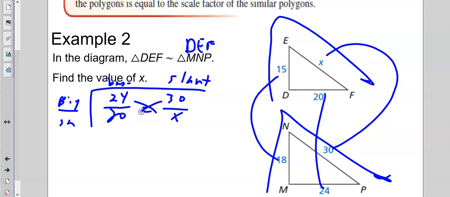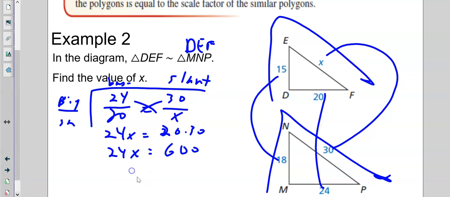And now I do what we reviewed at the beginning. 24x equals 20 times 30, which you don't need a calculator for. 24x equals 2 times 3 is 6, and then 2 zeros. Now you might need a calculator for this part. That's okay. So x is 25 when you divide. So this side right here is 25.